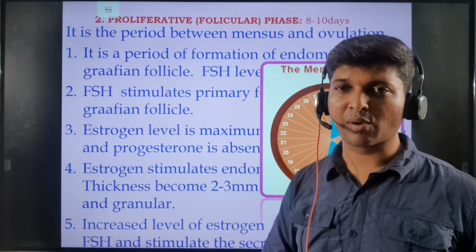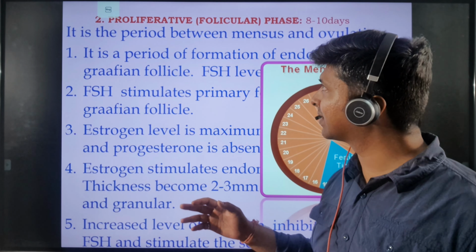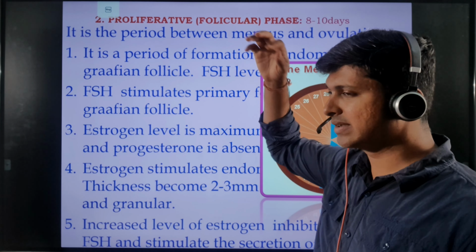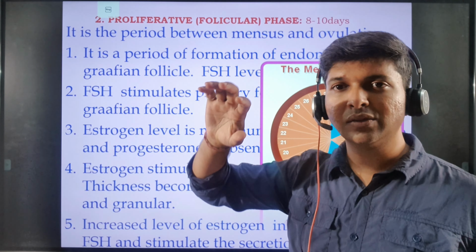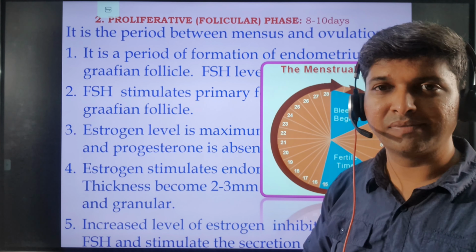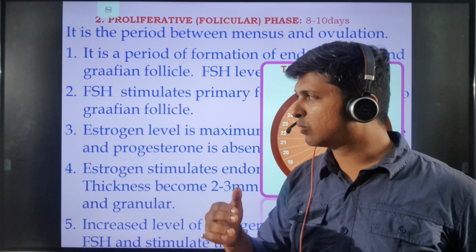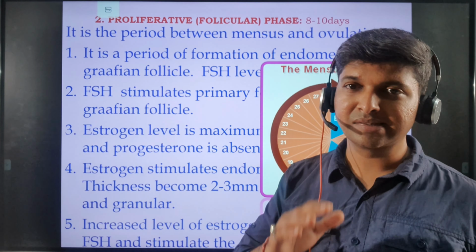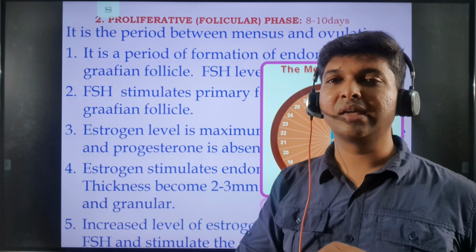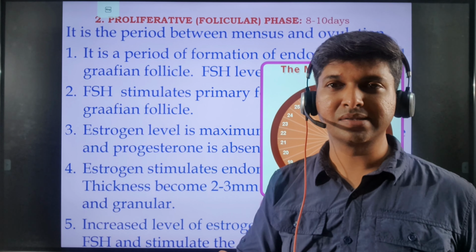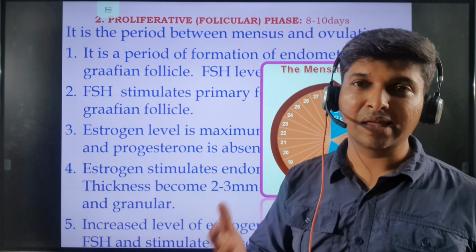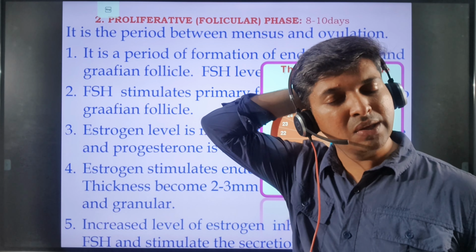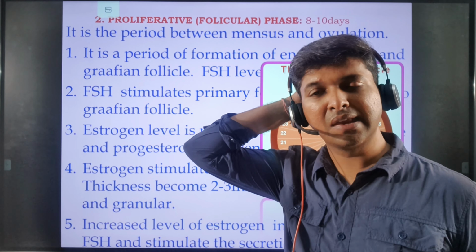Now the second phase is the proliferative phase, which is also called the follicular phase, and it lasts about 8 to 10 days. This can also be referred to as the repairing phase. In the repairing phase, what has happened is the internal endometrium lining has been damaged. It has been broken and released in the form of blood, mucus, and the unfertilized egg is thrown out. So in this phase, there is going to be repairing.